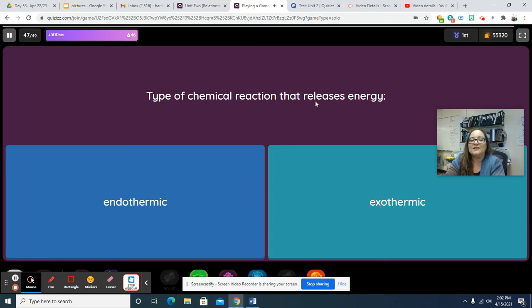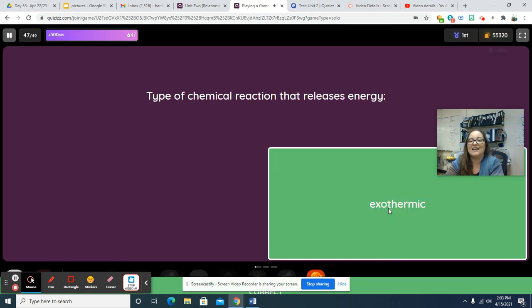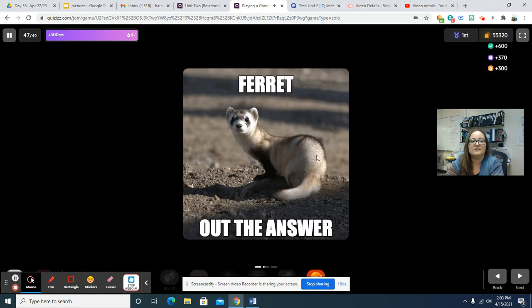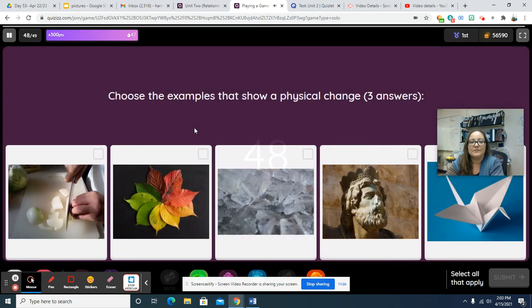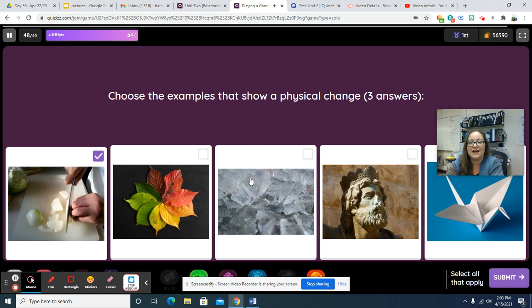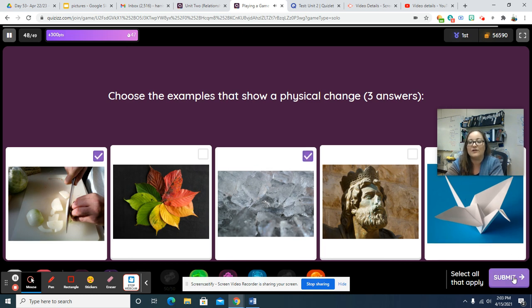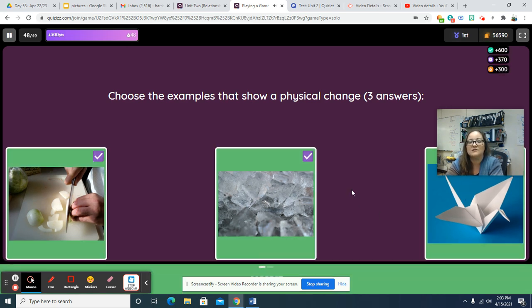Type of chemical reaction that releases heat, it exits: exothermic. Examples of things that show a physical change: chopping onions, ice melting, folding paper are all physical changes.